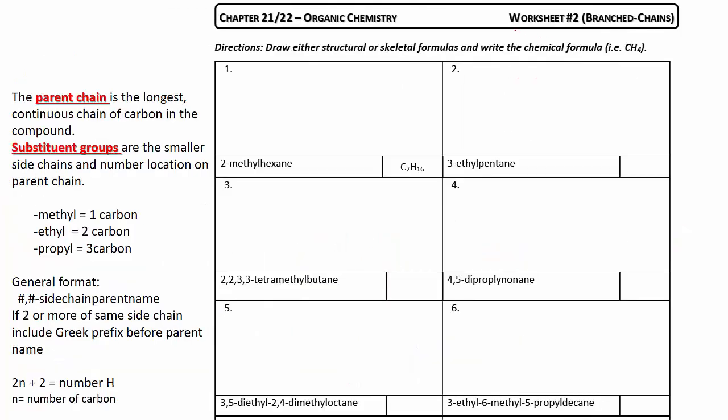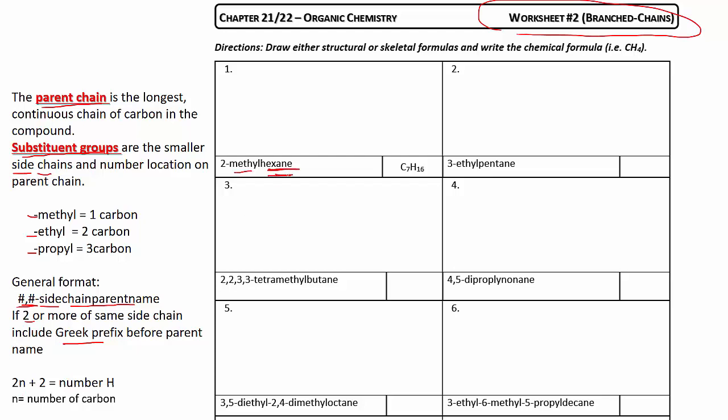Moving to worksheet 2, branch chains. Branch chains, the parent chain is the longest continuous chain. Substituents are our side groups, or side chains as they're known. We have 3 of them, methyl, ethyl, and propyl. Our methyl, ethyl, and propyl are 1, 2, 3 carbon chains. In our format, we give where they're located, the name of the side chain, and then the name of the parent chain. If there are 2 or more, we're going to include those Greek prefixes from your gold packet also. So to get us started, 2-methylhexane.